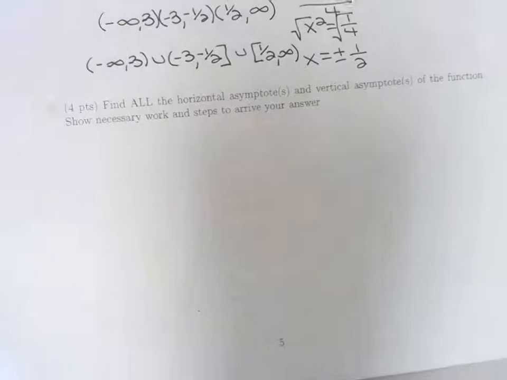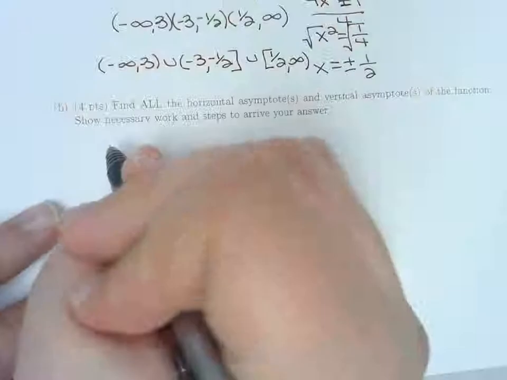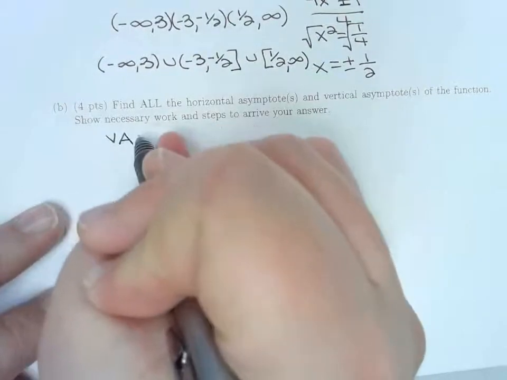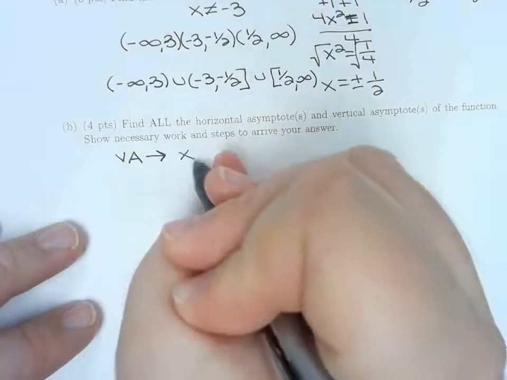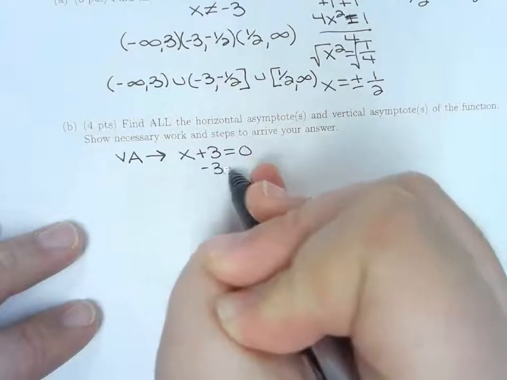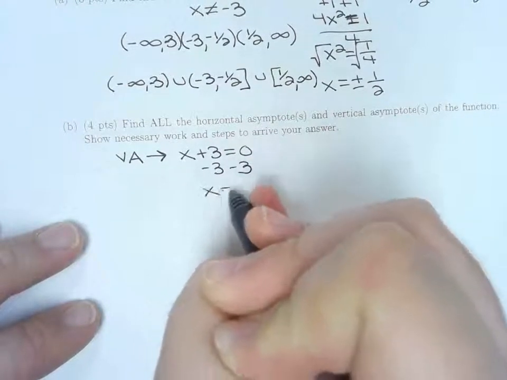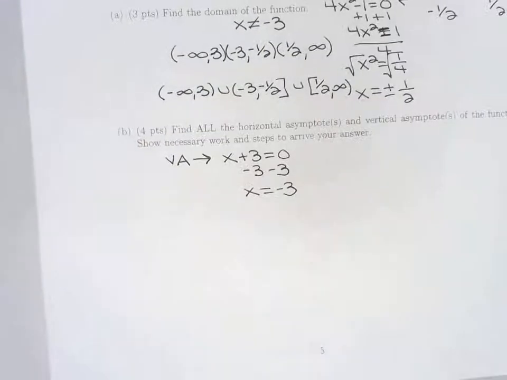So let's look at B. Now I want to find all of the horizontal asymptotes and vertical asymptotes of the function. Show necessary work and steps to arrive at your answer. So the vertical asymptote is pretty straightforward. To find the vertical asymptote, what do we do? Set the denominator equal to 0. So my vertical asymptote would be at x equals negative 3, which we already kind of knew from talking about it in the domain.